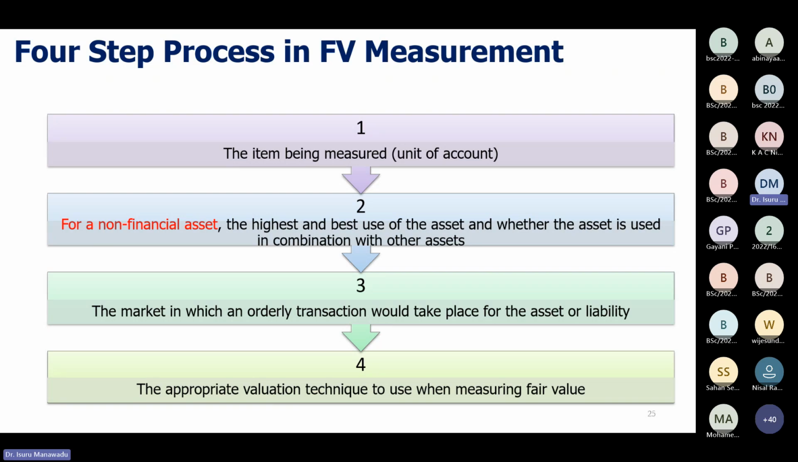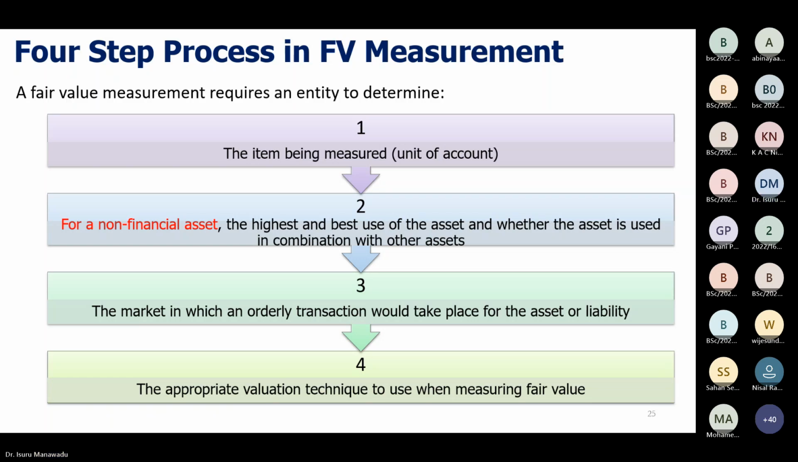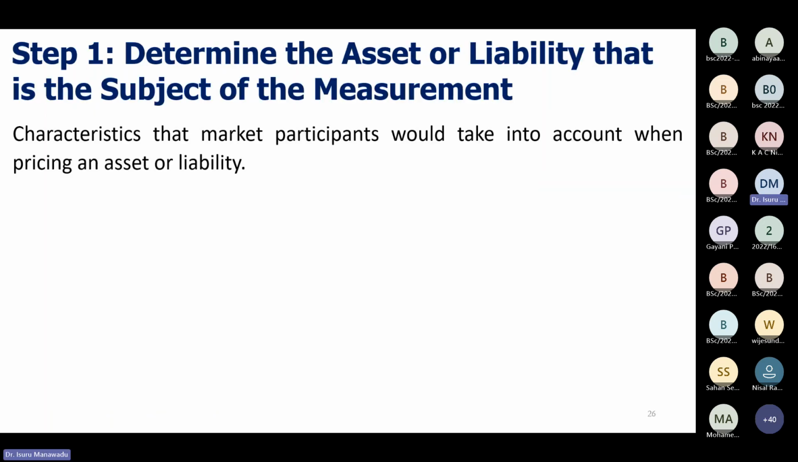And third, the market in which the orderly transaction would take place. The market needs to be identified. Then the appropriate valuation technique also needs to be identified. There are 3 valuation techniques, right? So that is under the 4th step in fair value measurement. Right, we'll take one by one.